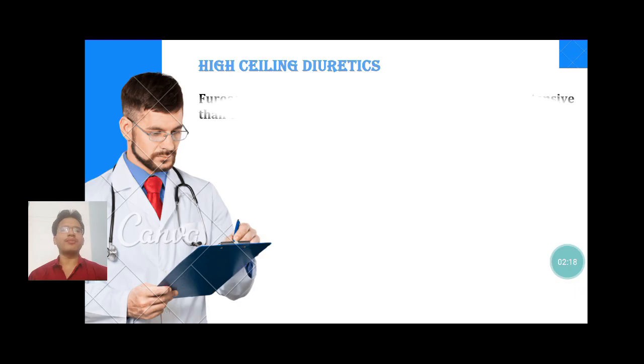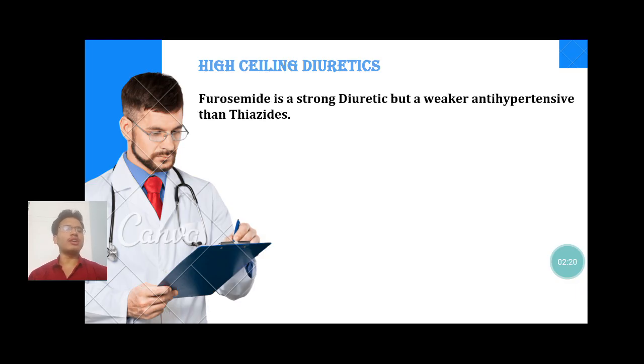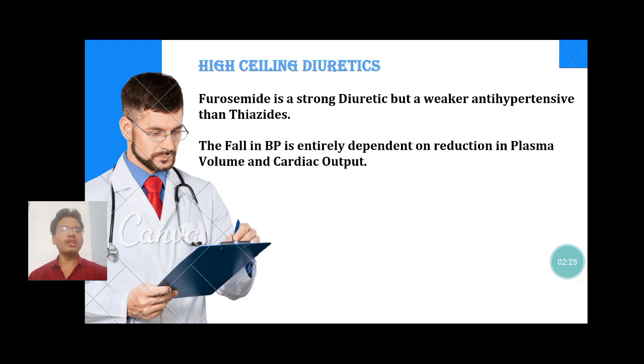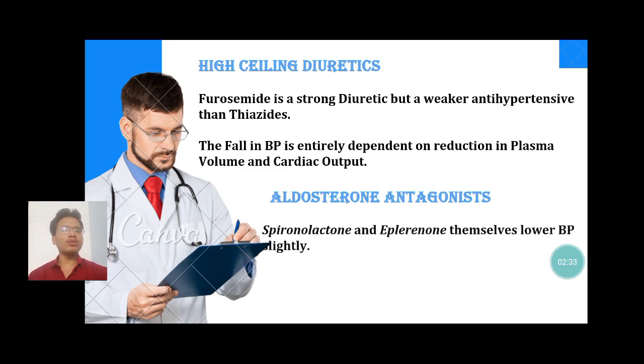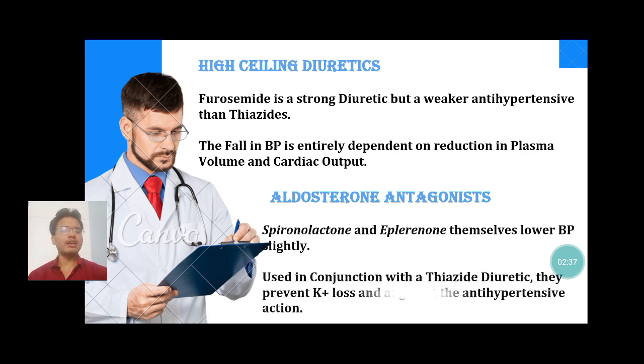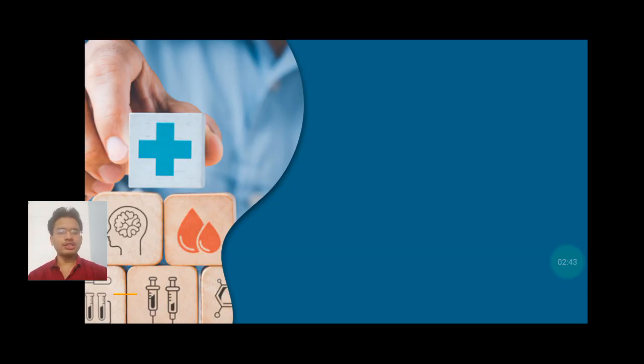High-ceiling diuretics. Furosemide is a strong diuretic but a weaker antihypertensive than the thiazides. The fall in BP is entirely dependent on reduction in plasma volume and cardiac output. Aldosterone antagonists. Spironolactone and eplerenone themselves lower BP slightly. Used in conjunction with a thiazide diuretic, they prevent potassium loss and augment the antihypertensive action.